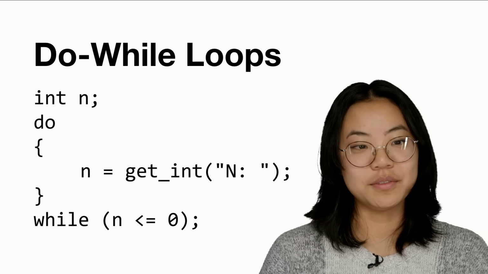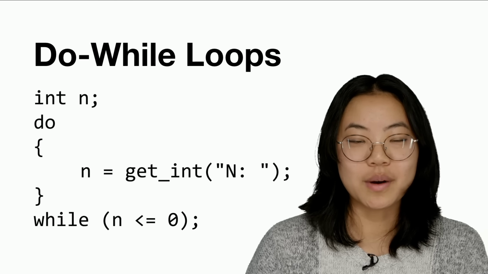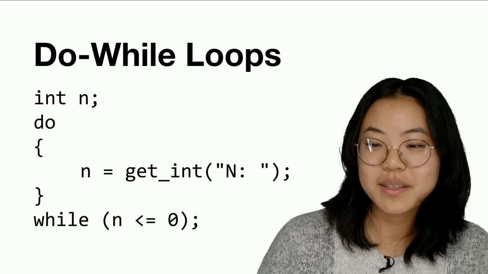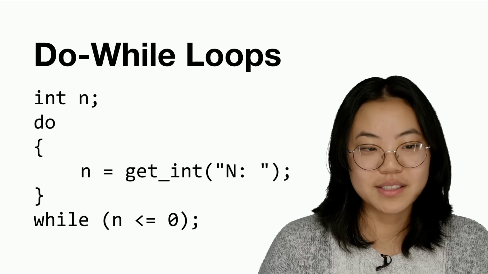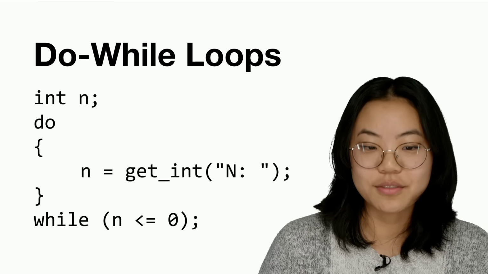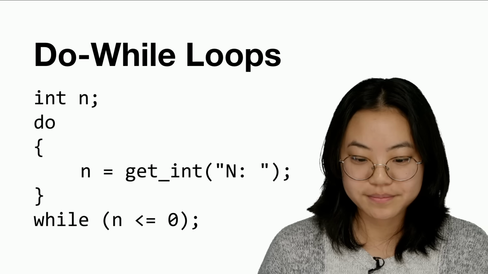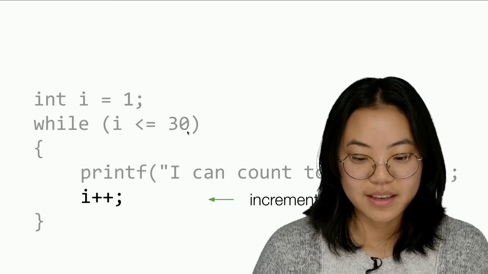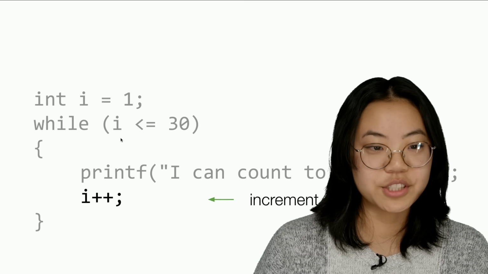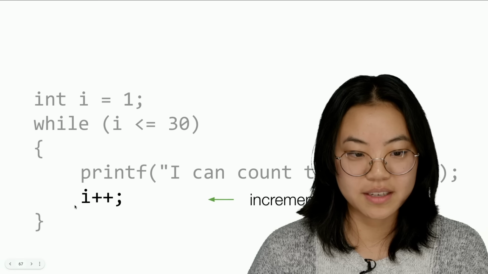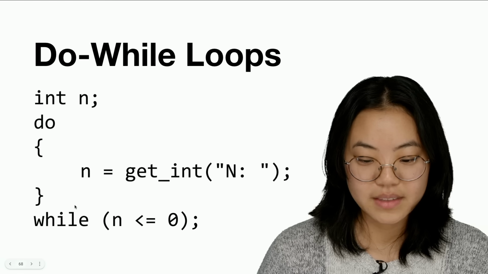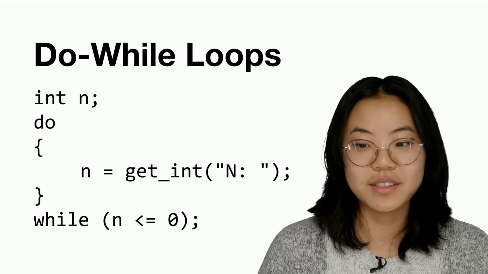Okay, a third type of loop we have is what we call the do-while loop. This do-while loop looks a little bit similar to the while loop, but we have this do notation beforehand. The main difference is that with a while loop, we start out by evaluating this Boolean expression. So we first check, before we even run printf and i++, is i less than or equal to 30? In a do-while loop, we don't do that initial check.